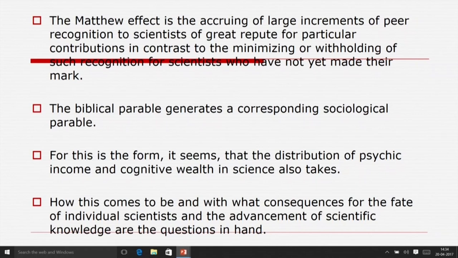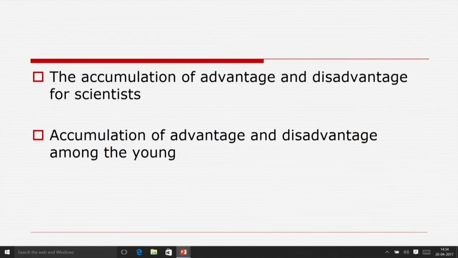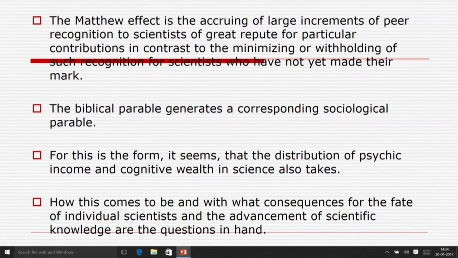This is the form, it seems, that the distribution of psychic income and cognitive wealth in science also takes. How this comes to be, and with what consequences for the fate of individual practitioners of science and the advancement of scientific knowledge, are the questions in hand. Now, it is very important to understand such dynamics.